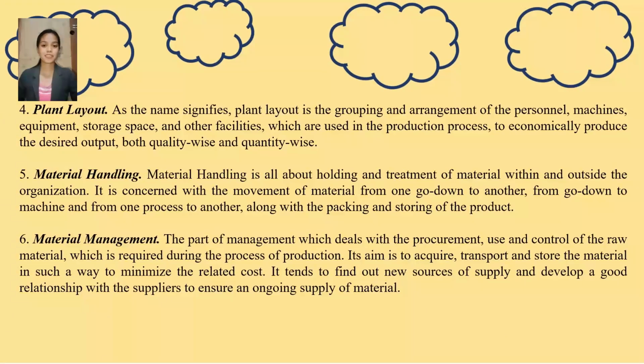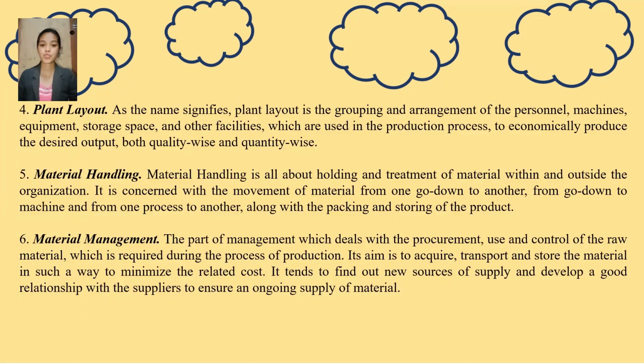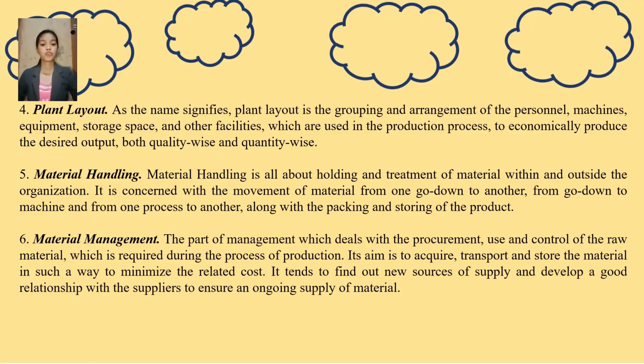The fourth one is the plant layout. As the name signifies, plant layout is the grouping and arrangement of the personnel, machines, equipment, storage space, and other facilities, which are used in the production process to economically produce the desired output both quality-wise and quantity-wise.